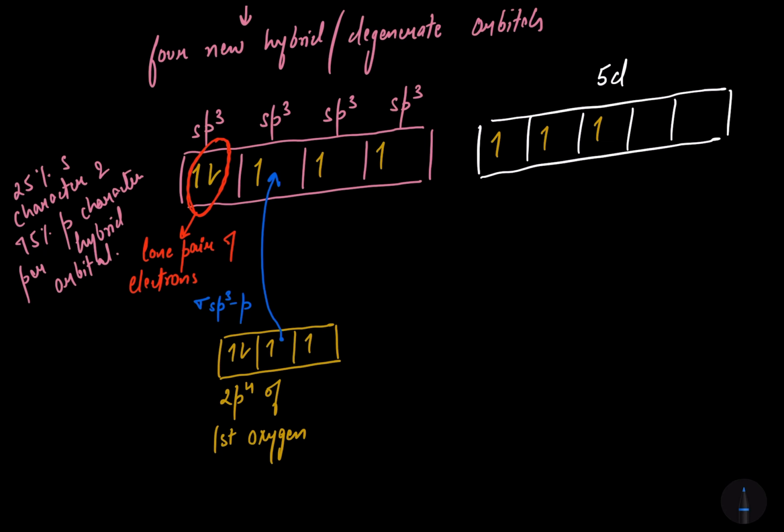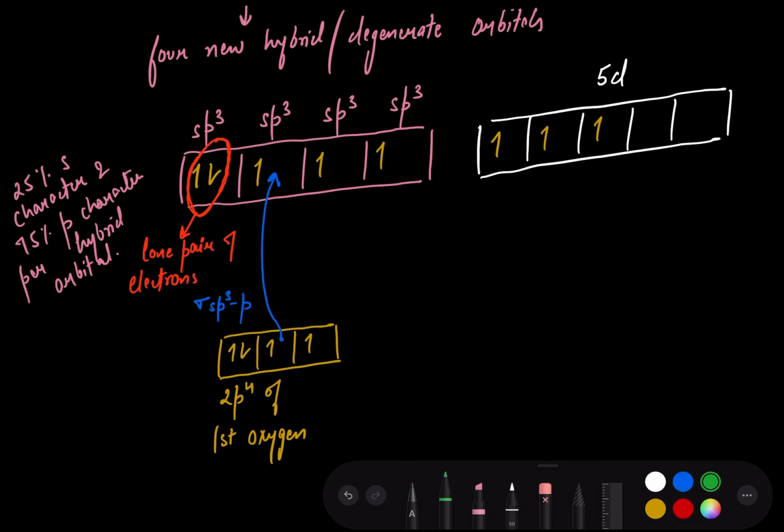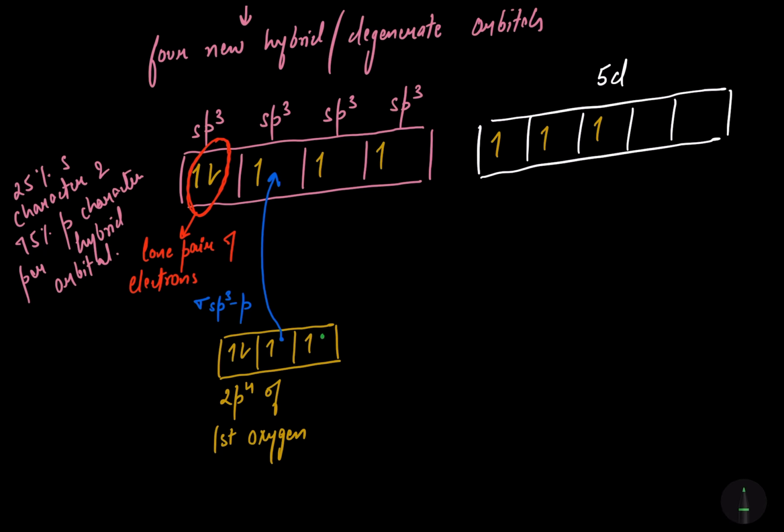Now let's talk about the other atomic orbital which is having 1 electron. The other atomic orbital of oxygen which is having 1 electron will have the sidewise or lateral overlap with the 5d orbital of xenon for the formation of the pi bond, and this pi bond will be named p pi d pi bond. Why so? Because this pi bond has been formed by sidewise or lateral overlap of the p orbital of the first oxygen with the d orbital of the xenon.